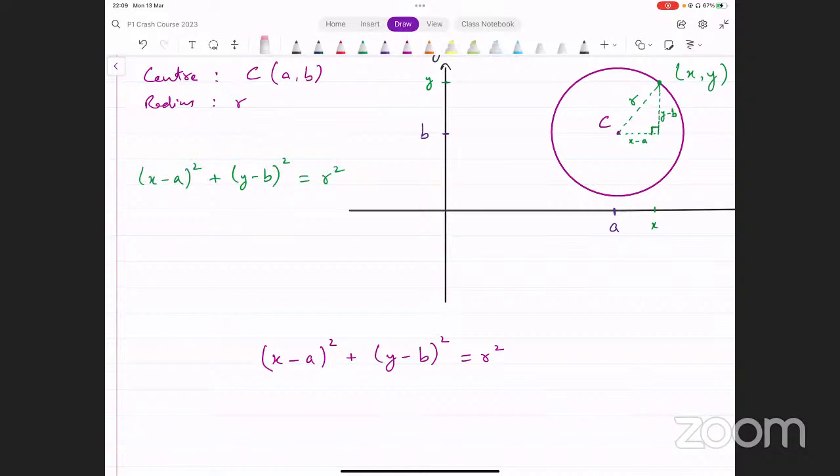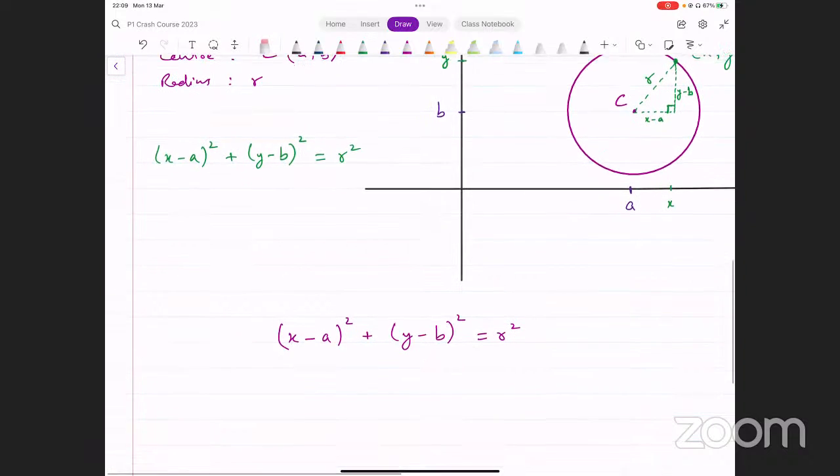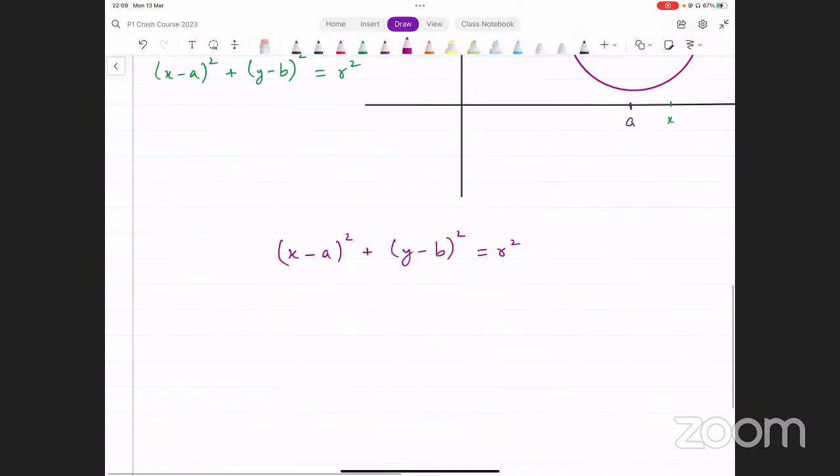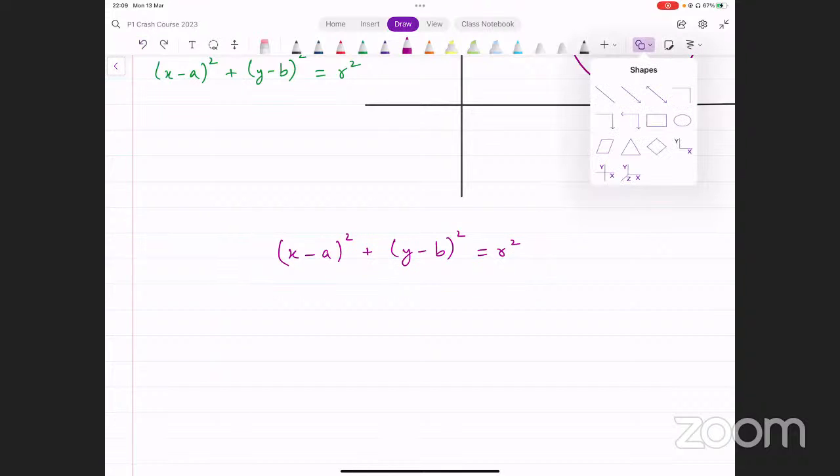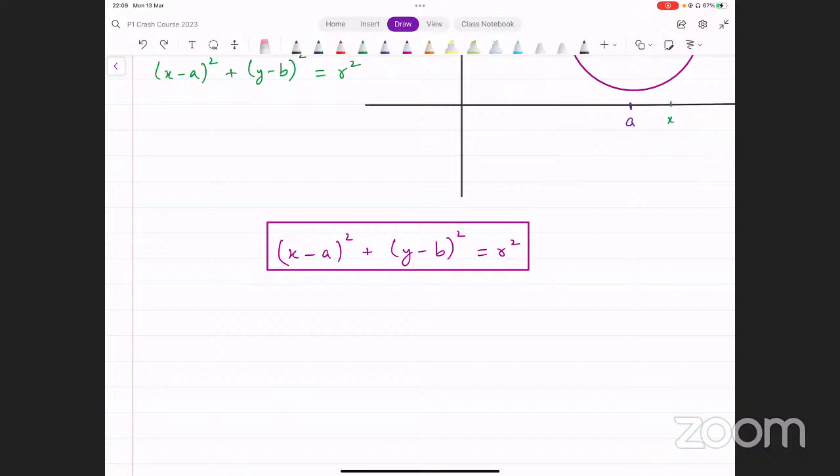So if you have the value for r, you can just input that here. If you have the coordinates of the center, you can input those coordinates here, and you would get the equation of that circle. And what does this equation represent? This equation represents every point on the circumference of the circle. So this is the standard form for the equation of a circle. Keep that in mind.